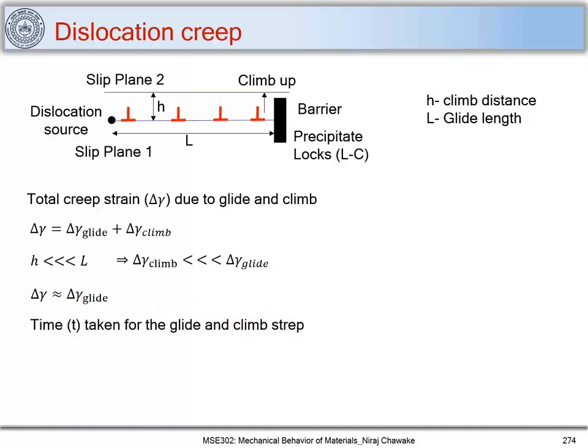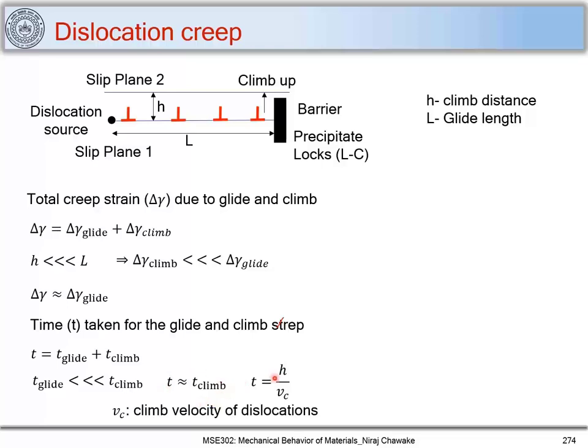Now let's see what is the time taken for a glide and climb step. So here there is a spelling mistake, so let me correct. So this is a step, and you can see that t equals t glide plus t climb, that is the time required for glide and the time required for climb, that is the time for this dislocation to move on this slip plane one and the time required to climb on this other slip plane. So t glide is much smaller than t climb because it is easier to move on this slip plane, so it requires less time from this source to this barrier. But as climb is a diffusion process, it will take more time. So we can write that t glide is much smaller than t climb, and thus we can say that the total time taken is equal to the time which is required for climb.